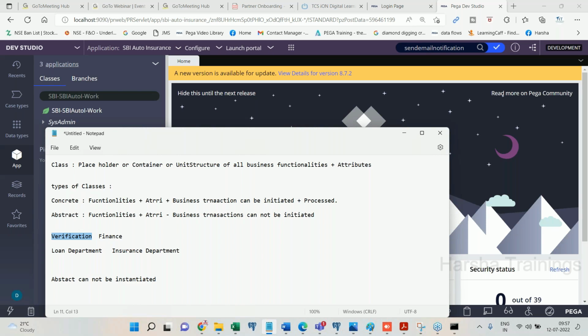Okay, he is authorized to verify and approve things or reject things. He is not authorized to initialize. Who will initialize your transaction? Agent will initialize the transaction. Agent is abstract. Agent is concrete. Manager is abstract. He will come in between.